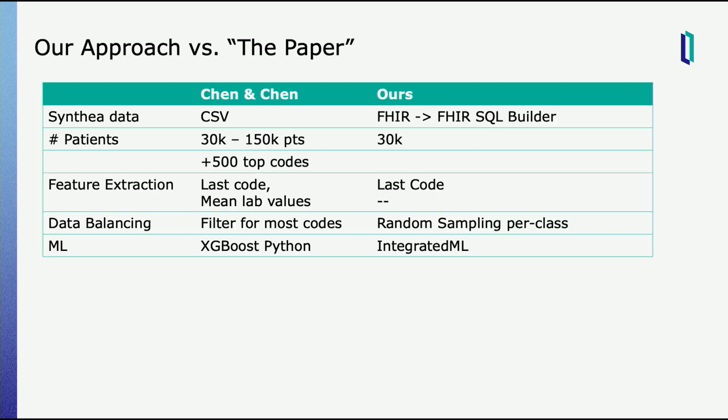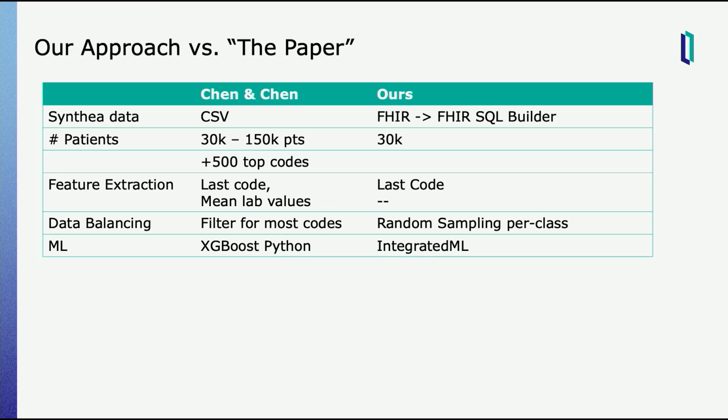I did want to mention, there are some differences between the paper that I mentioned and what we've done. We've gotten up to 30,000 patients that we've processed. We haven't gone higher. We're really focusing on getting the pipeline together. Of course, we're starting from our FHIR data, whereas the paper started from CSV. They did a little more extensive feature extraction. They actually did a mean over recent lab values, whereas we're just taking the most recent one. And they did a little bit different balancing of the data than we did.